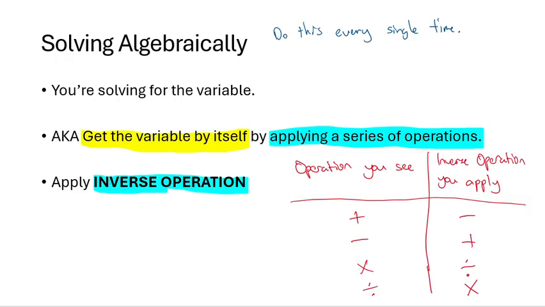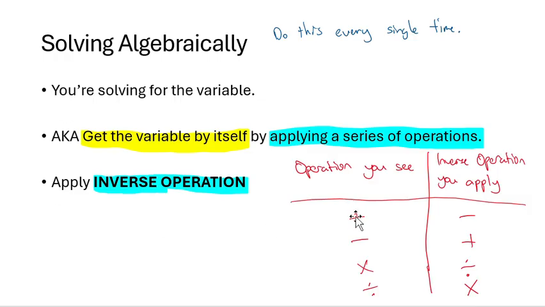So to do this, all you're going to do is get the variable by itself. And to do that, you are going to apply a series of operations. Now, these are called inverse operations, okay? What we mean by the inverse operation is depending on the operation that you see in your equation, you're going to apply the opposite of it, okay?